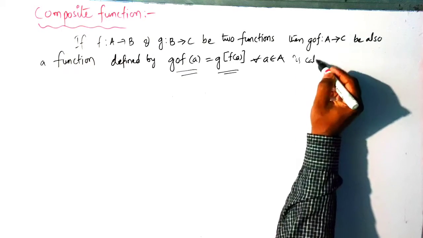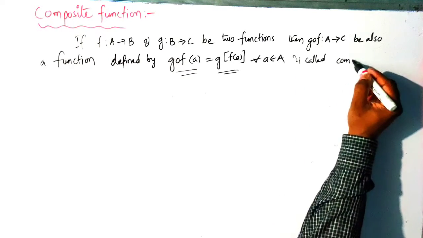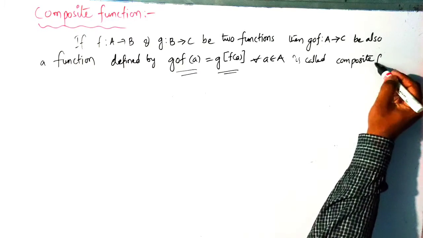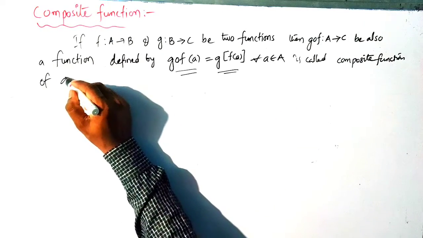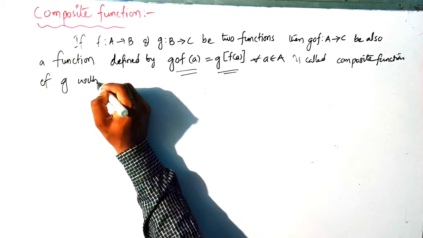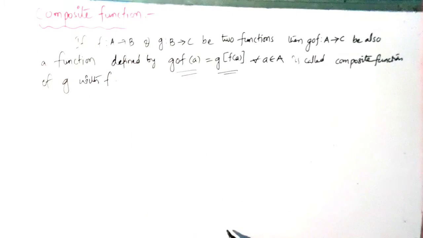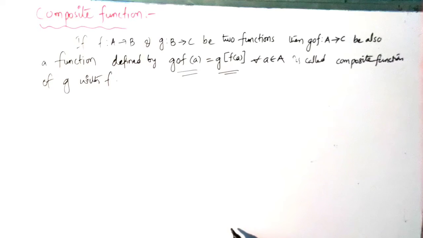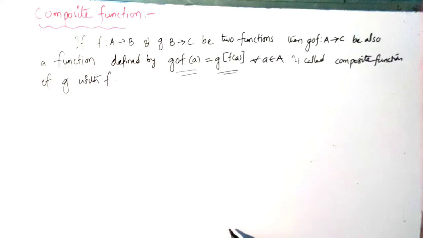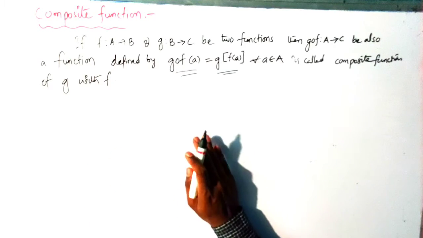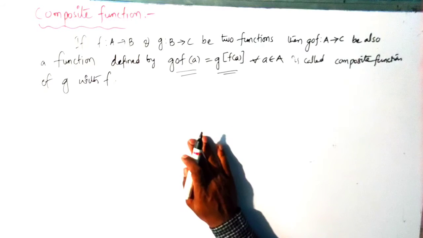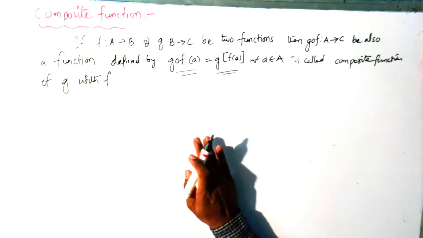It is called a composite function of g with f. Okay, so this combination of two functions is nothing but a composite function. In exercise 1B, a combination of two functions will be there. In exercise 1A only one function is there, either f or g, but in exercise 1B both f and g exist.